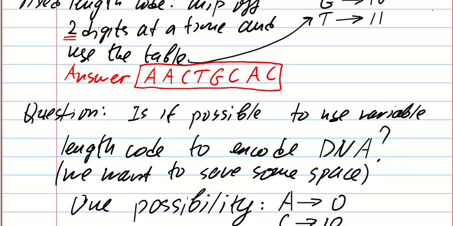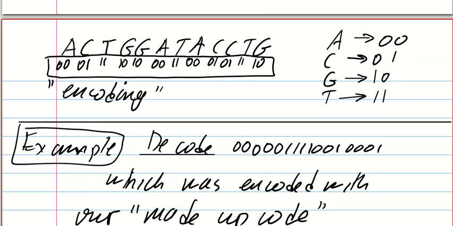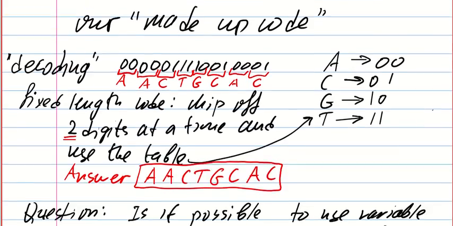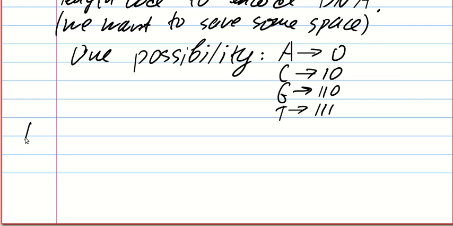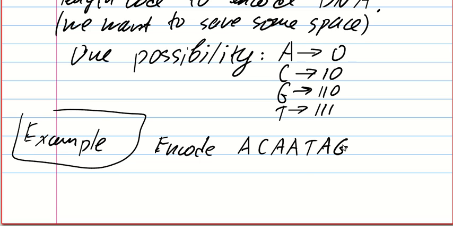So let's go back and take our previous assignment, and let's do the new one. The example says, and again, A is the most common one, the assignment says encode A, C, A, T, A, G, C, C, and A with the variable length code.